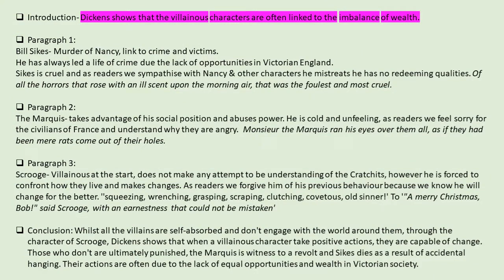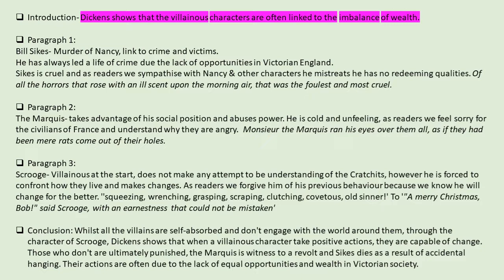Introduction. Dickens shows that the villainous characters are often linked to the imbalance of wealth. Paragraph 1. Bill Sikes, murder of Nancy, linked to crime and victims. He has always led a life of crime due to the lack of opportunities in Victorian England. Sikes is cruel, and as readers we sympathise with Nancy and other characters he mistreats. He has no redeeming qualities. Of all the horrors that rose, with an ill scent upon the morning air, that was the foulest and most cruel.